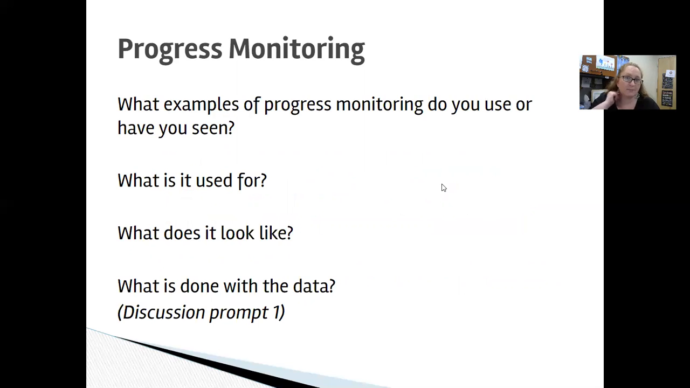I want you to think about examples of progress monitoring that you use or have seen. There's no purpose in progress monitoring if something isn't done with that data. So think about as many examples as you can that you use or have seen.